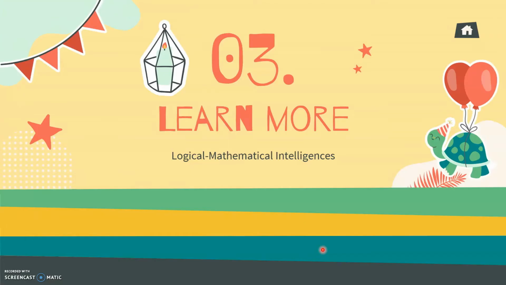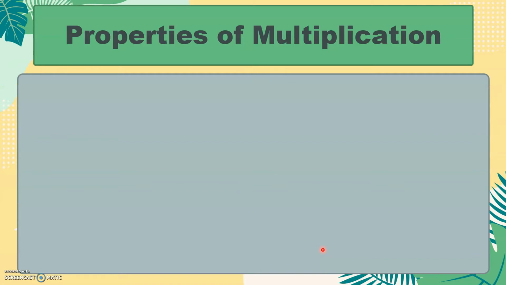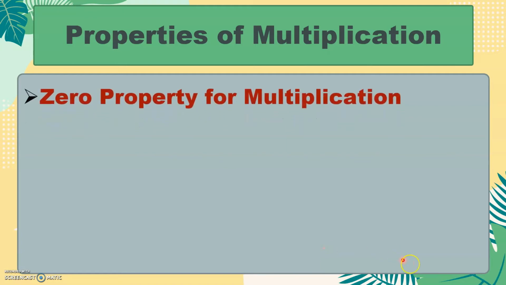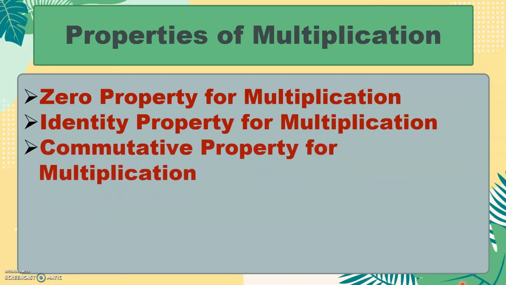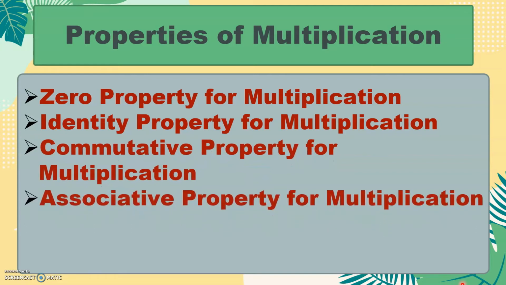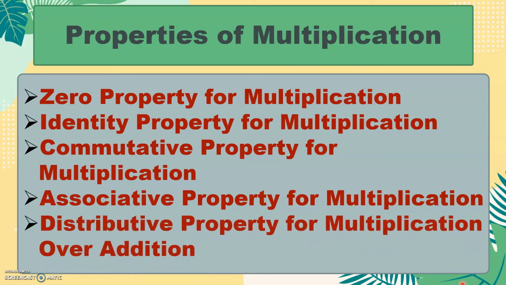Okay? And that is what we call properties of multiplication. And we have 5 properties of multiplication. First, 0 property for multiplication. Second, identity property for multiplication. Third, commutative property for multiplication. Fourth, associative property for multiplication. And last but not the least is distributive property for multiplication over addition. But for today's session, we'll be discussing only 4 properties of multiplication. It will be 0 property, identity property, commutative property, and associative property for multiplication.